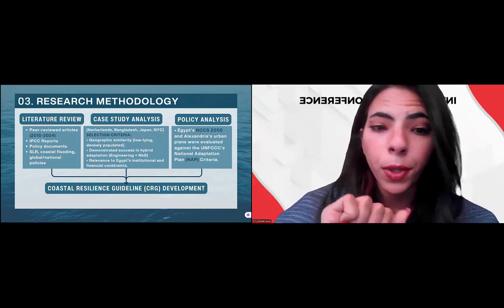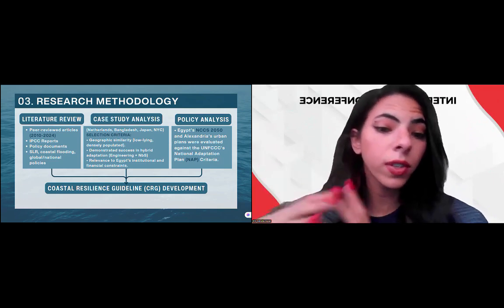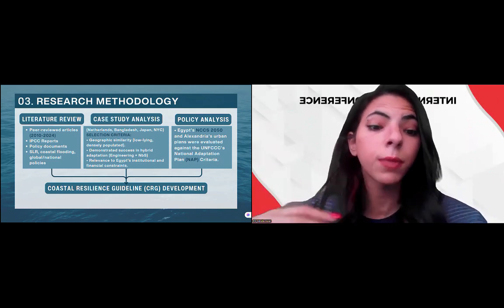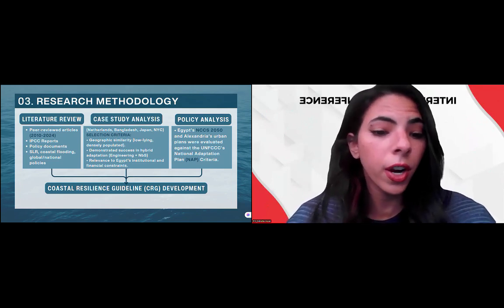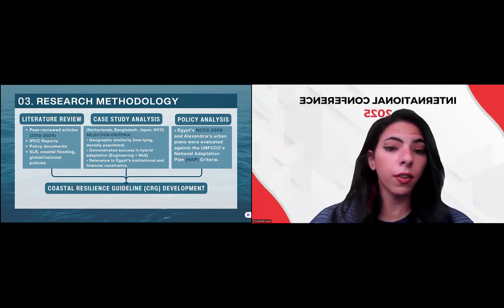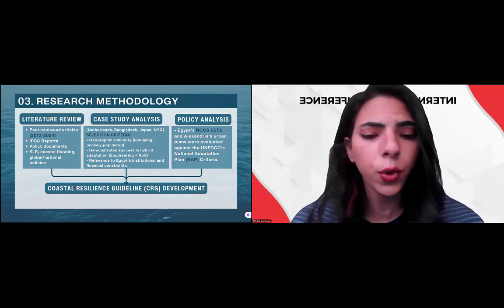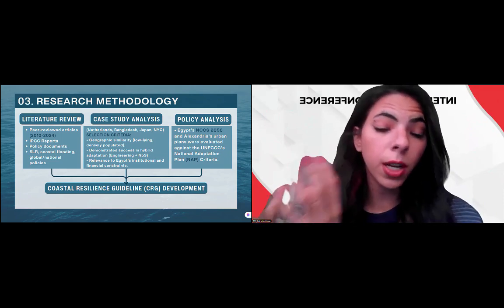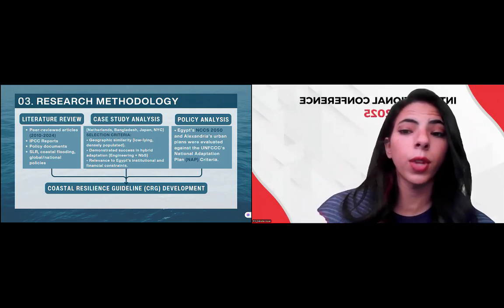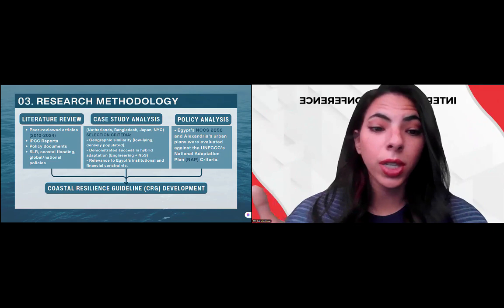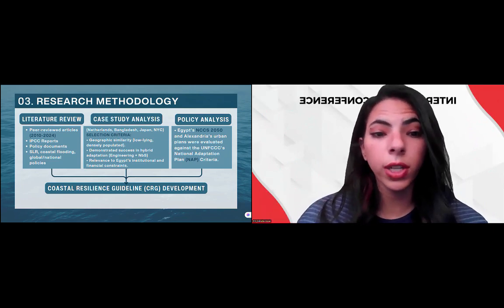Are they densely populated? And of course, they have to be around some form of body of water that is prone to flooding. Have they demonstrated any form of success in their adaptation measures and strategies that they have applied, and so on? And their relevance, of course: is what they've done applicable on the Egyptian scale or not? And of course, the policy analysis so that we know what we're heading towards. And finally, that will create the guidelines for us.